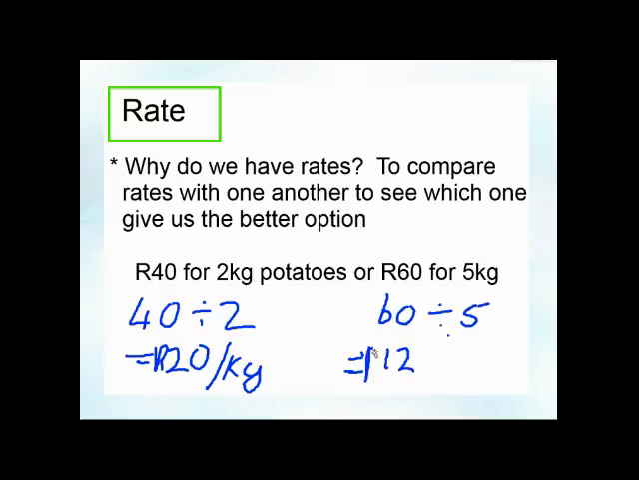Okay. So if you would go and buy potatoes per kilogram at store A or store B, which one would be the better option? Obviously, the cheaper one. So in this case, the 12 rand per kilogram would be the cheaper one, and you would save 8 rand per kilo compared to when you bought from shop A.